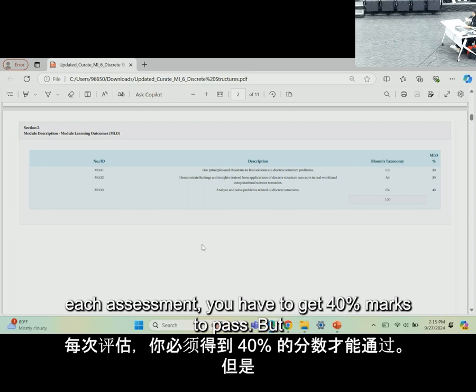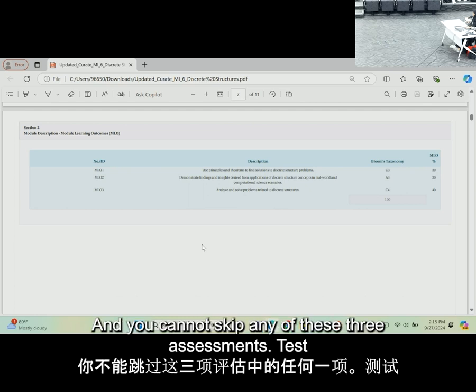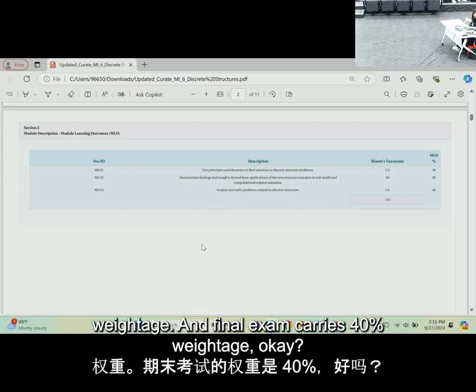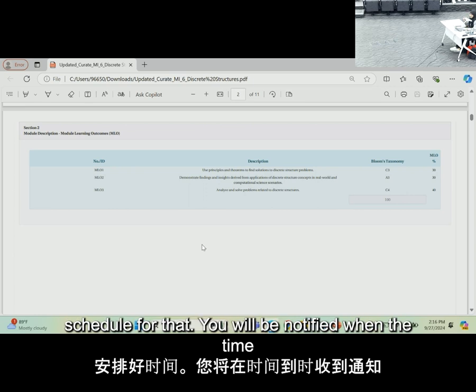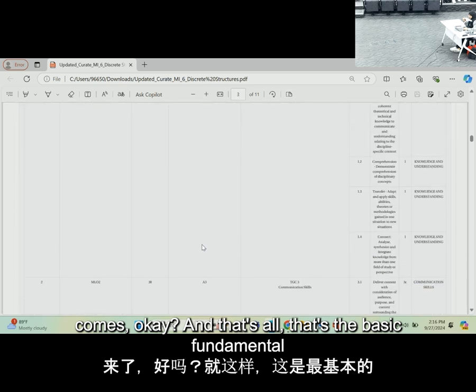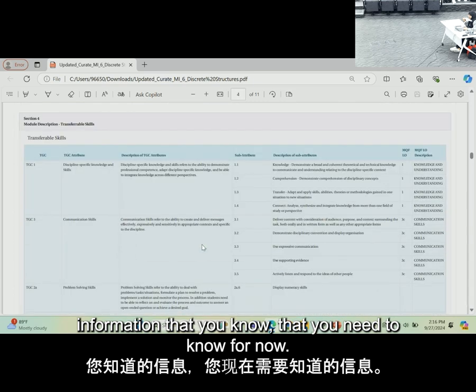In each assessment, you have to get 40% marks to pass, but overall, to pass this module, you have to get 50%, okay? You cannot skip any of these 3 assessments. The test carries 30% weightage, the group project carries 30% weightage, and the final exam carries 40% weightage. Your final exam will be in weeks 15 and 16. You will be notified of the schedule when the time comes. That's the basic fundamental information that you need to know for now.